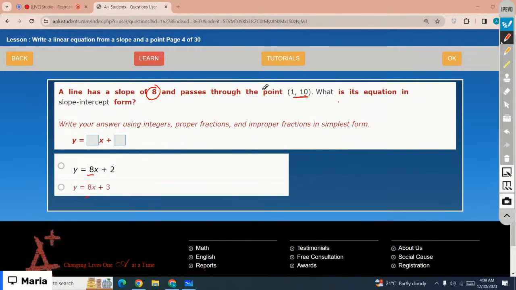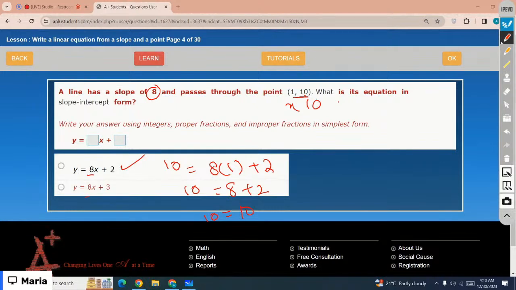X is 1, y is 10. Replace the y with 10: 8 times 1 plus 2. 8 times 1 is 8 and 8 plus 2 is 10. You can see both sides are exactly equal, right? That means this is the correct option. This is the trick. If you are given the equations, you can simply put the point in the equation, and if both sides balance, that is the correct option. Got it?